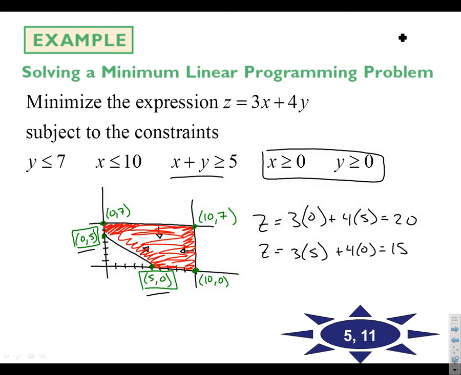All right, and is there any way that you can get smaller than that? 7 times 4 would be more. 10 times 3 would be more. So 5, 0 will minimize our objective function. All right, 5 and 11 are yours to try.